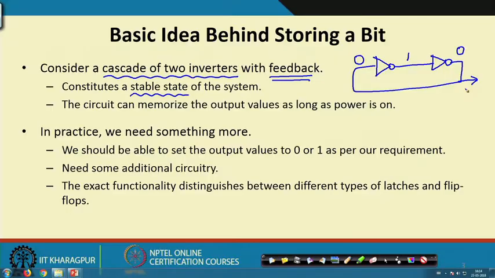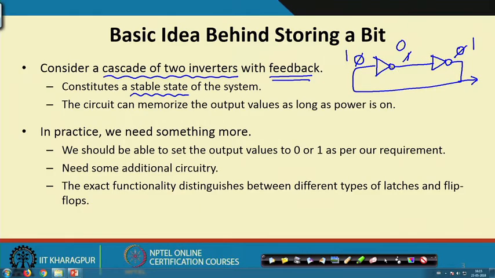It will remember this state. Let us say we take the output from this point; this point is at state 0. Now, somehow if you are able to change it, suppose you make this 1, which will make this 0, which will again make this 1, and the same 1 is fed back here, then we say that the output is 1. So, this configuration, a pair of NOT gates or inverters connected in a chain like this, is the basic memory element and constitutes a stable state.